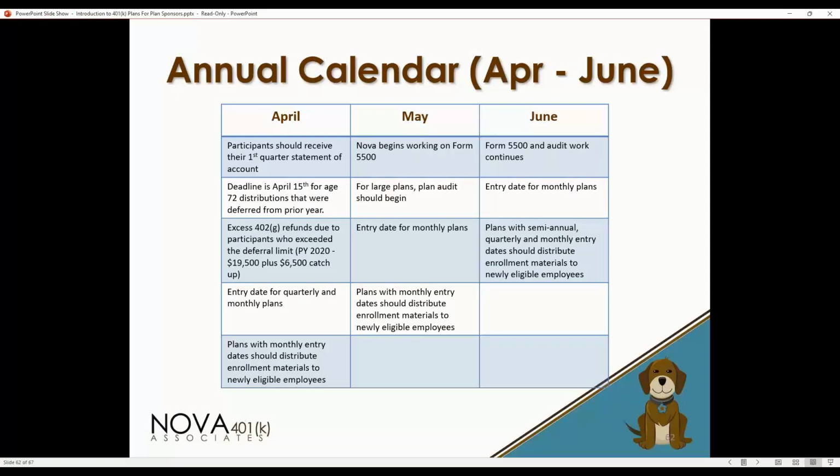In April is the first deadline for age 72 distributions. So for anyone who has newly turned age 72 and is terminated, they'll be due that first distribution by April 15th.